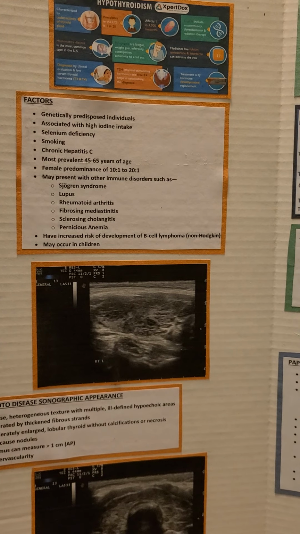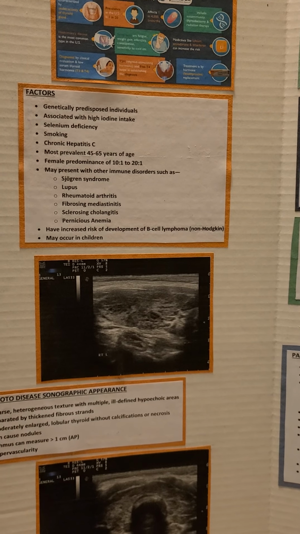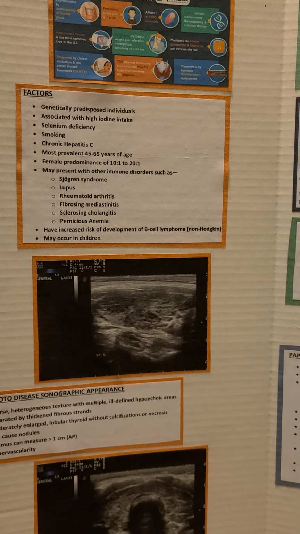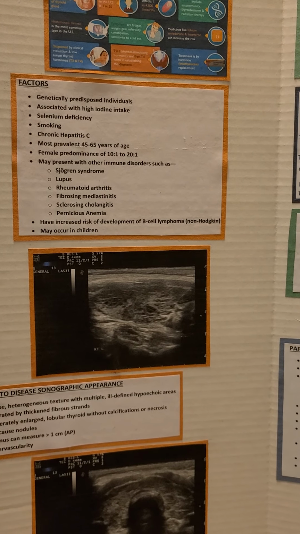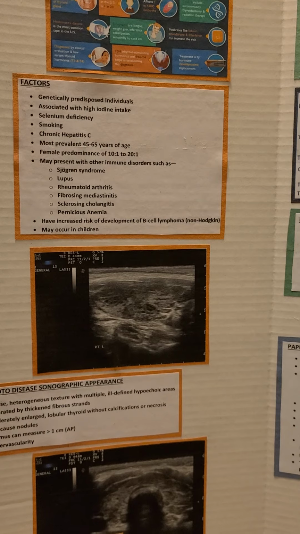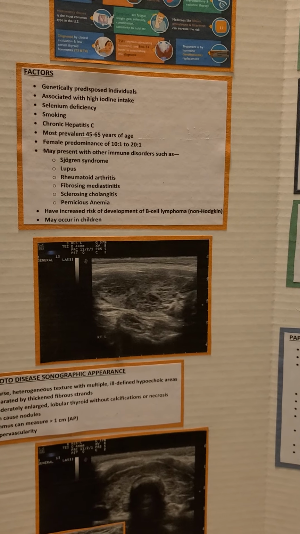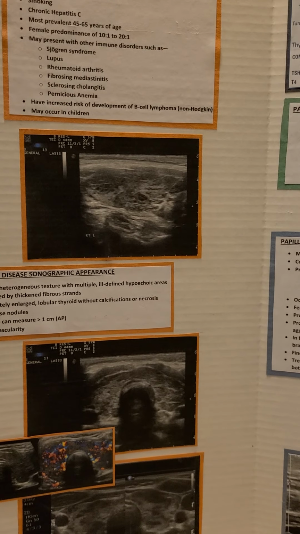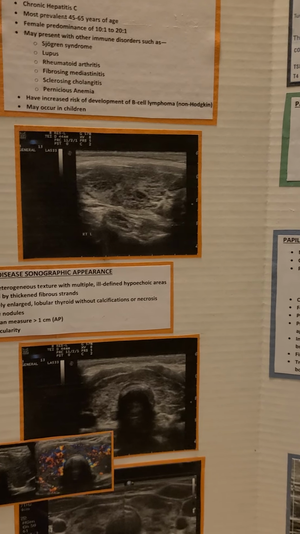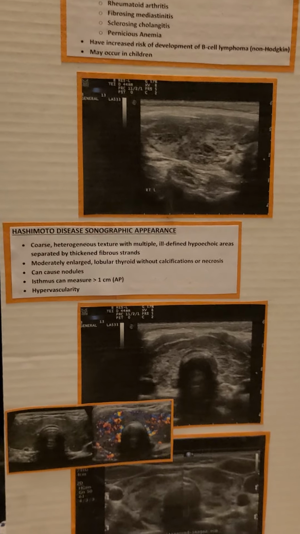It is associated with high iodine intake, selenium deficiency, smoking, and chronic hepatitis C. It is most prevalent between the ages of 45 and 65, occurs mostly in females, presents with other immune disorders, and you have a higher risk of developing B-cell lymphoma. And Hashimoto disease may also be present in children.